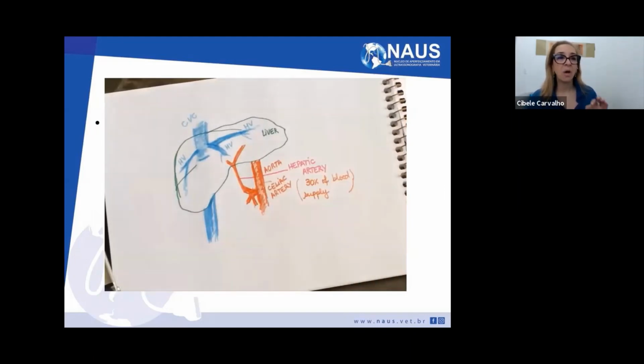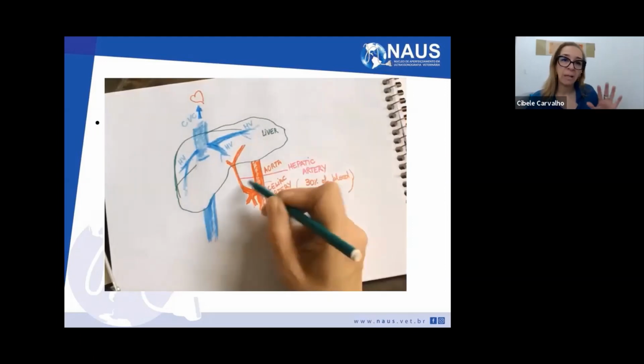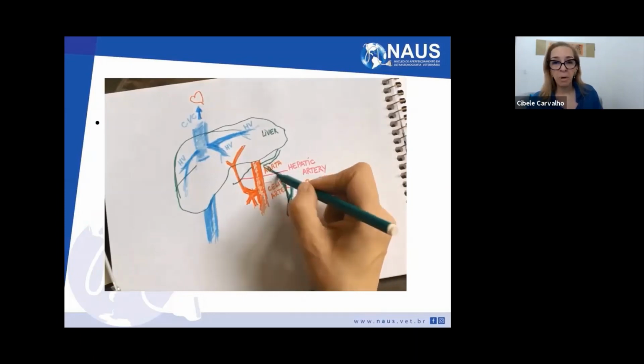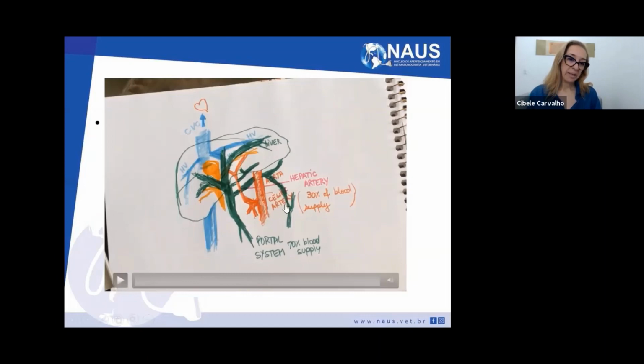At the hilus of the liver, the trunk of the portal vein bifurcates into a larger left and a smaller right portal branch. The right branch supplies the right lateral and caudate lobes, whereas the left one supplies the left lateral, left medial, quadrate, and right medial lobes, as we see in this diagram.